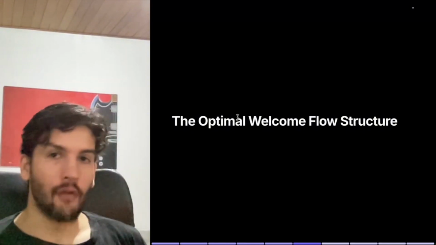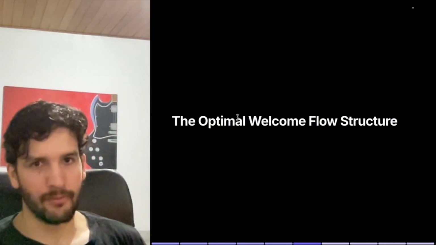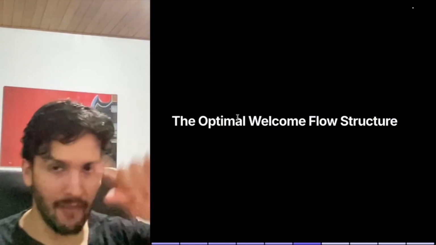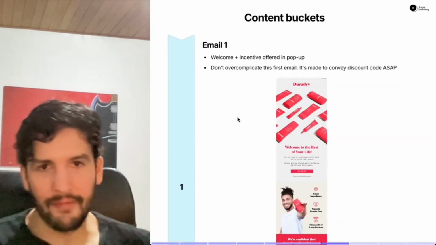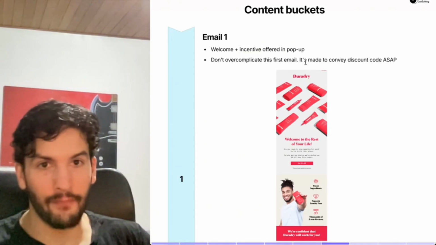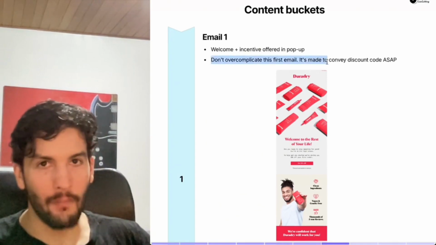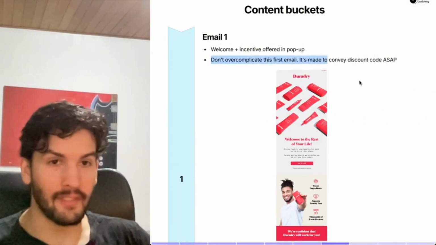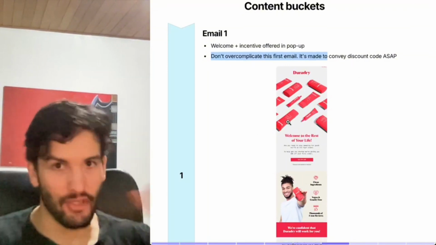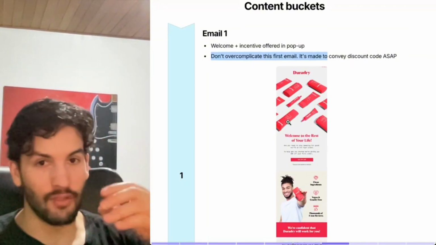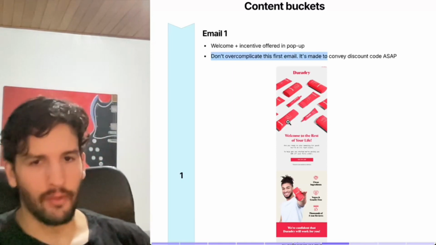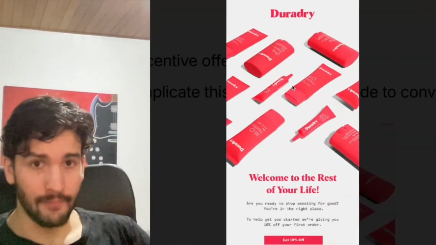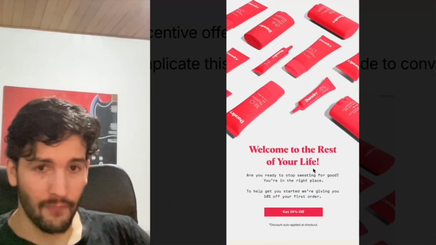So this is kind of the optimal welcome flow structure that we've tested across the board. But again, keeping in mind that that first email is the most important one by far. So email number 1, obviously, welcome plus the incentive offer from the pop-up. Don't overcomplicate this first email. It's made to convey the discount code ASAP. So that's why I mentioned before, A/B test potentially small elements within that email, but mostly the offers as well. Okay, so quick example here. Welcome to the rest of your life.